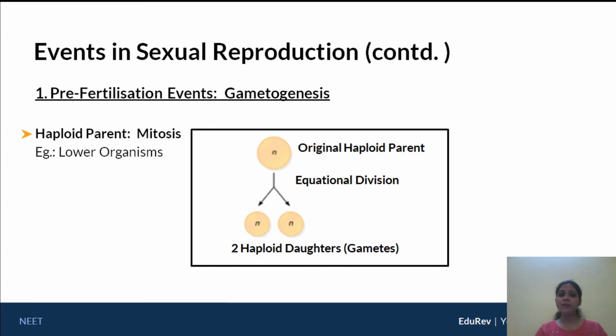However, if the parent is haploid, this is what we find in low organisms, for example, algae, or for that matter, even bryophytes and pteridophytes. In certain cases, you will see this. Okay, fungi, they are all haploid in nature.